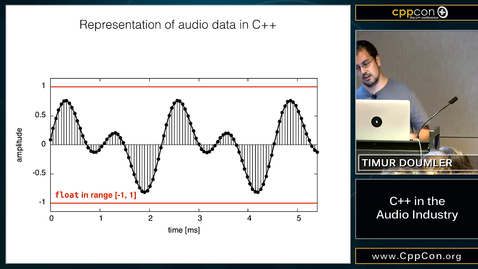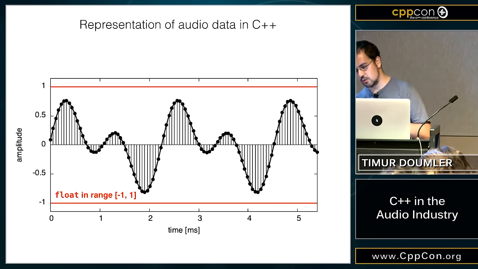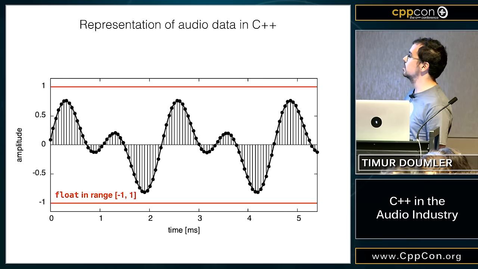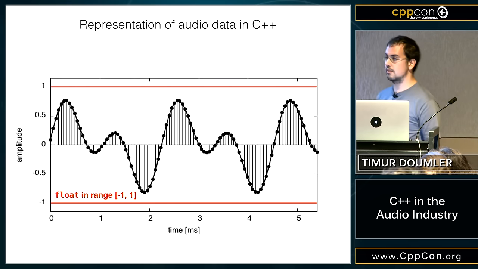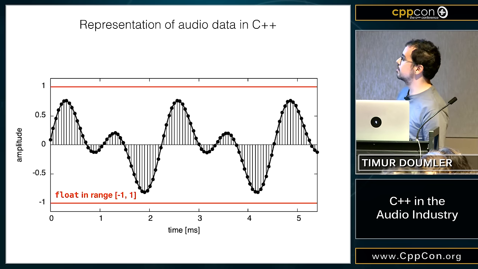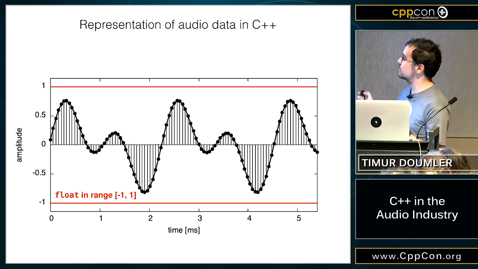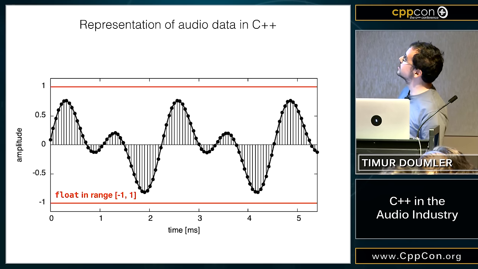There are many other ways to do this, but in this context of audio running on desktop and mobile platforms, typically you would have floats between -1 and 1, which gives you about 24 usable bits of information per sample. Some people say double is better, but I can't hear the difference personally. I'm not sure if double is actually better. So you have enough bits to represent sound.